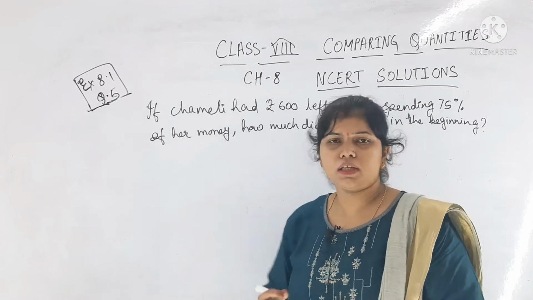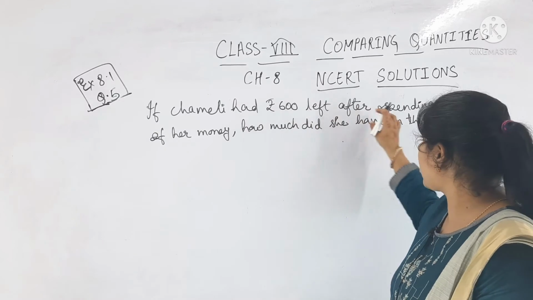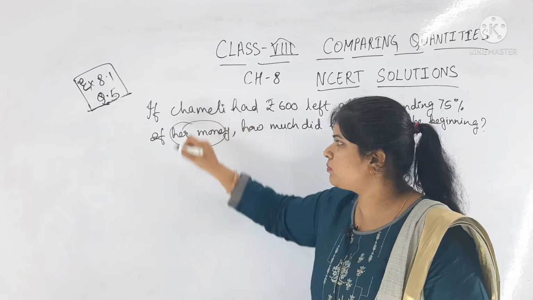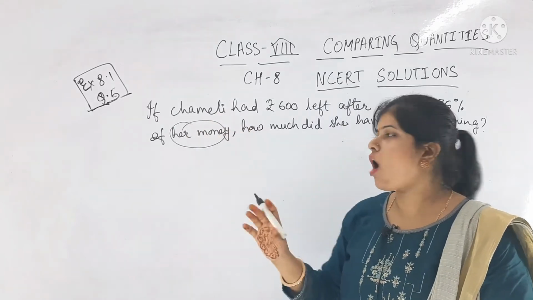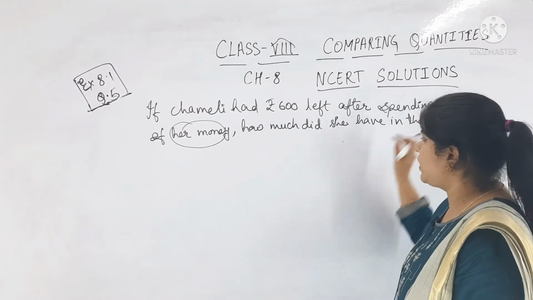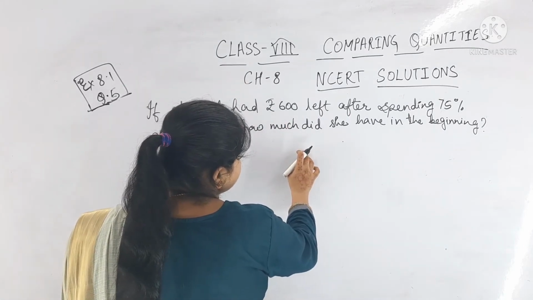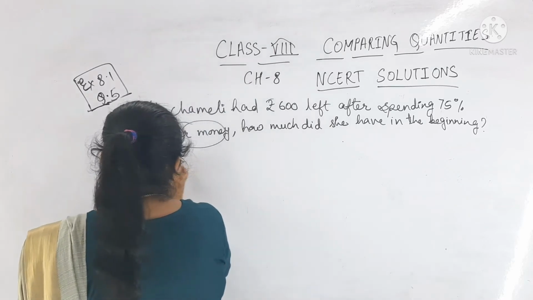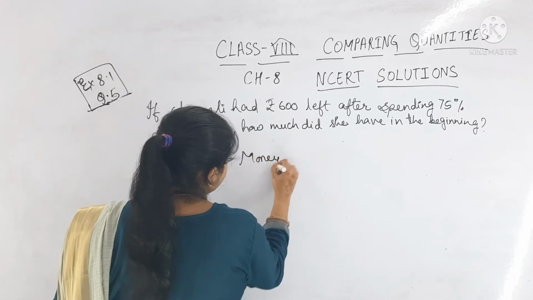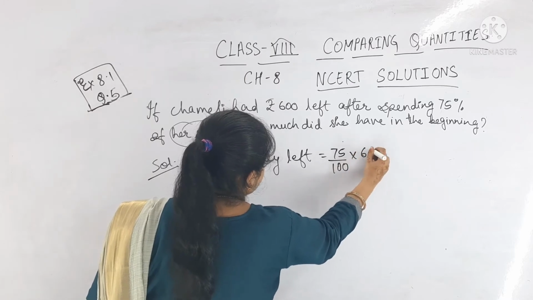Okay students, let's see the next question, that is question number 5. Here, Chameli had rupees 600 left after spending 75% of her money. We don't know this money, so we have to calculate it. How much did she have in the beginning? After spending, she has 75%.